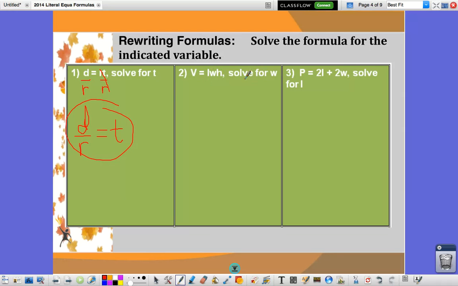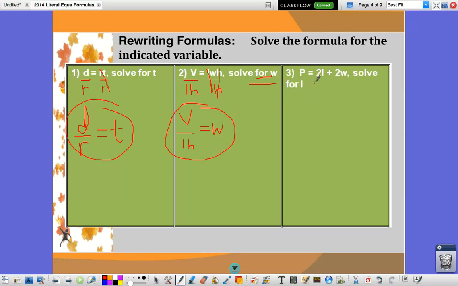Now we're trying to solve for W, so we're not going to divide by W. We're going to divide by everything else besides W. So we're going to divide by L, not 1, it's L, L and H. And the golden rule tells us to divide both sides by that LH. So L gets canceled and H gets canceled, and we're left with W. So W equals V over LH, and that's our answer.